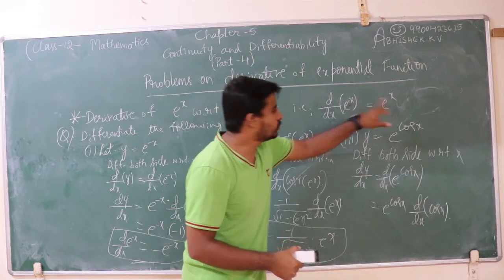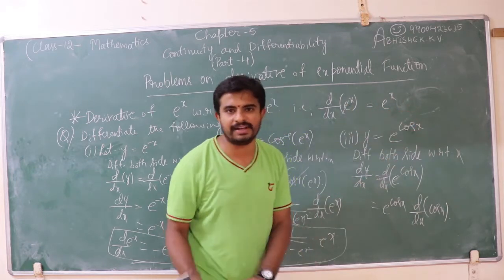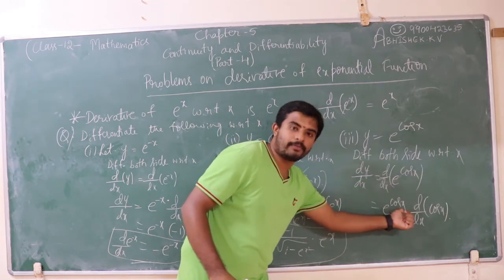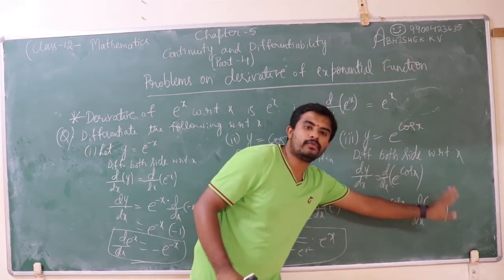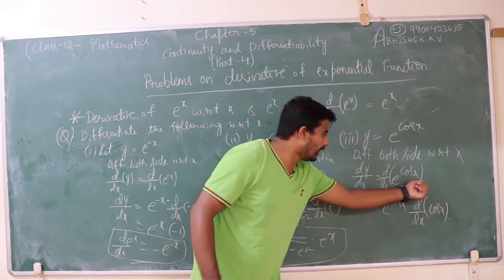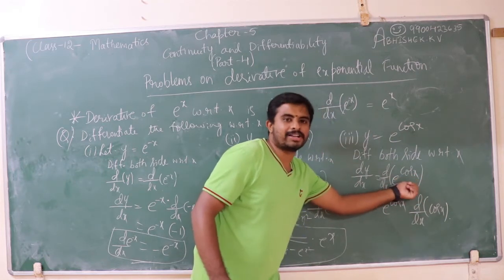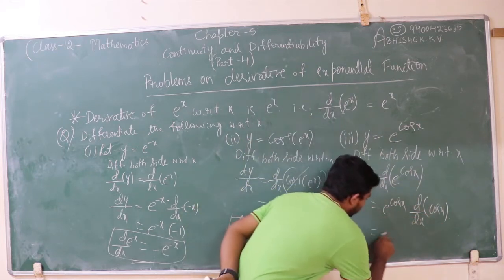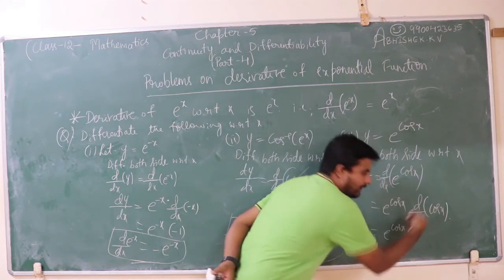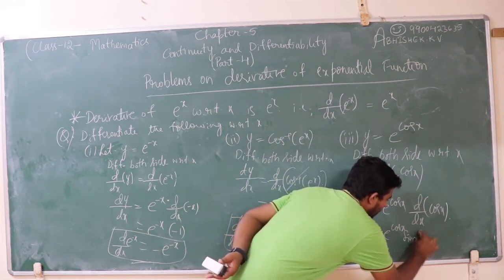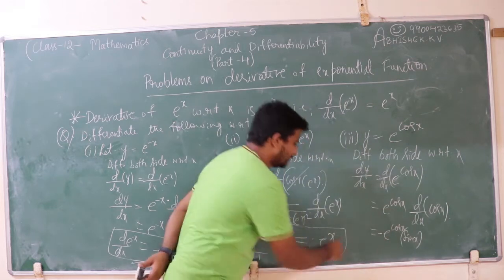Here we have x, so no need to write; d by dx of x is 1. But here, the derivative of e to the power of cos x is e to the power of cos x into the derivative of cos x. We need to differentiate this exponent. What is the exponent here? cos x. So we need to differentiate cos x. You know the derivative of cos x is minus sin x. So we are getting minus e to the power of cos x into sin x.